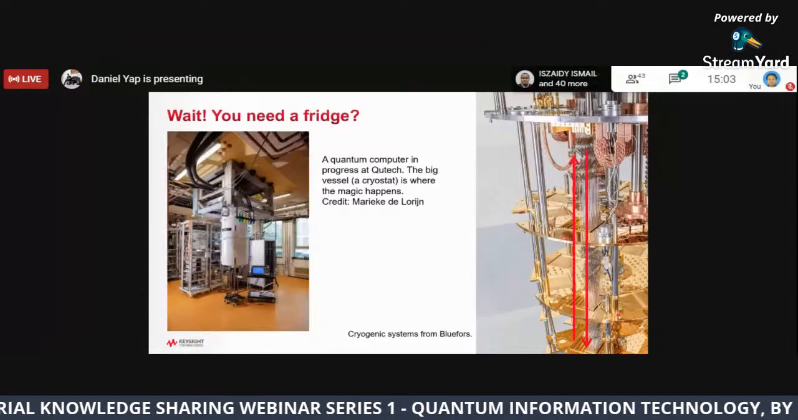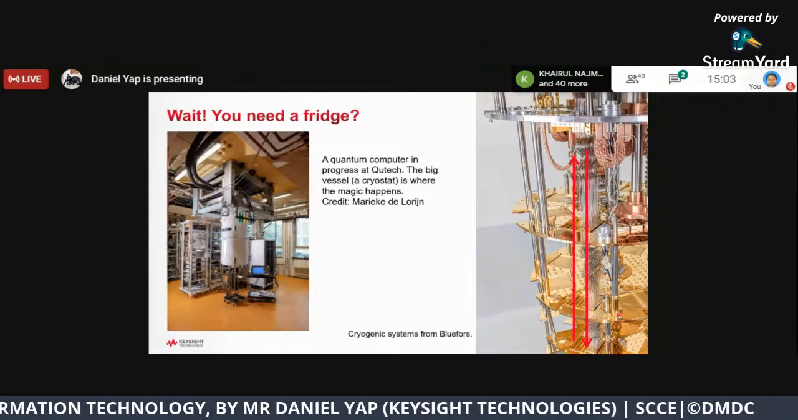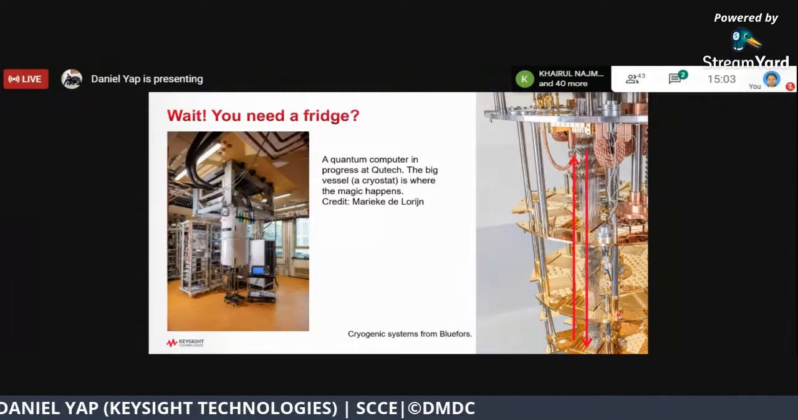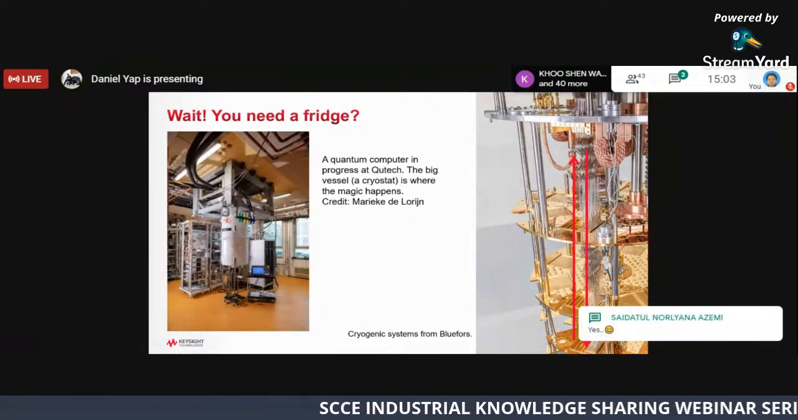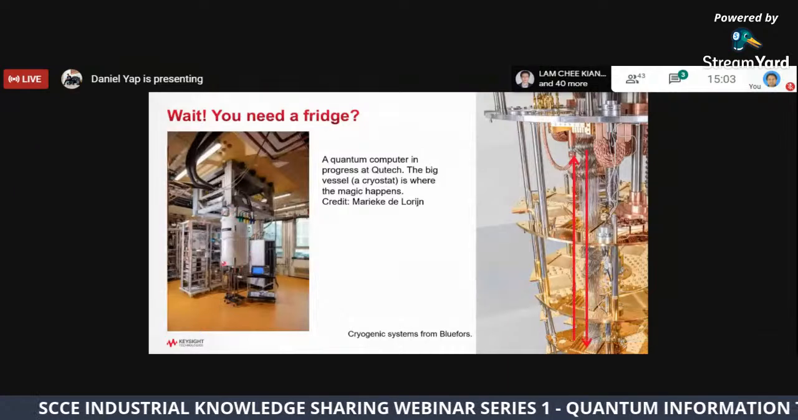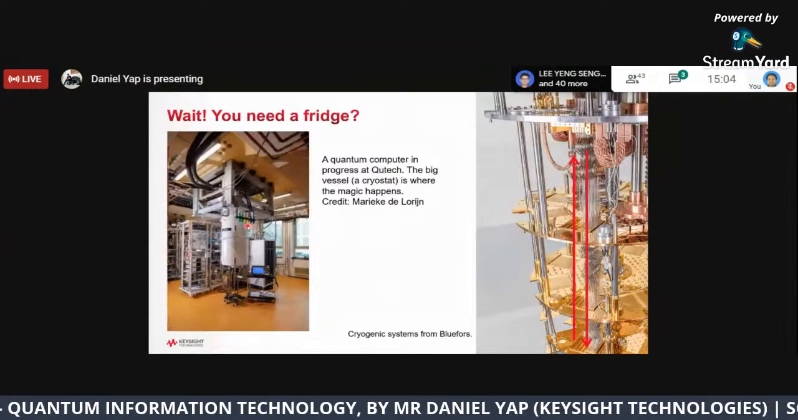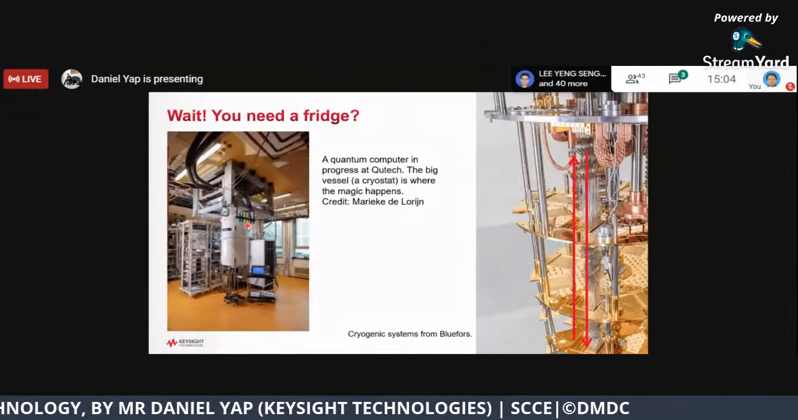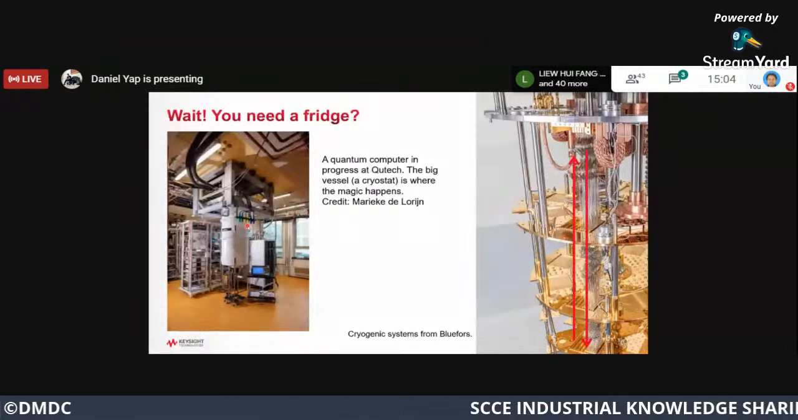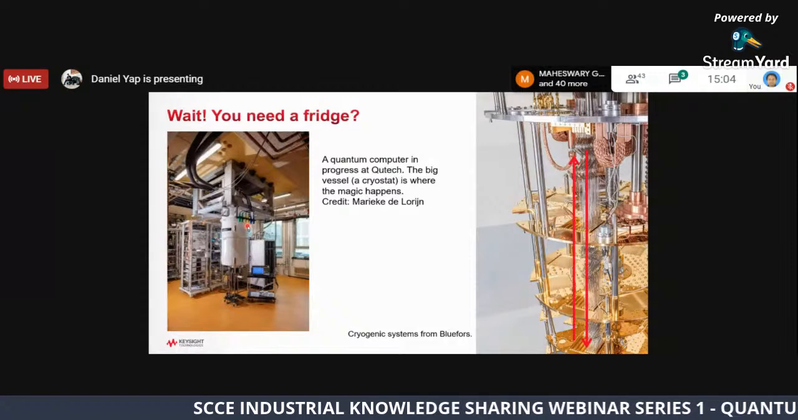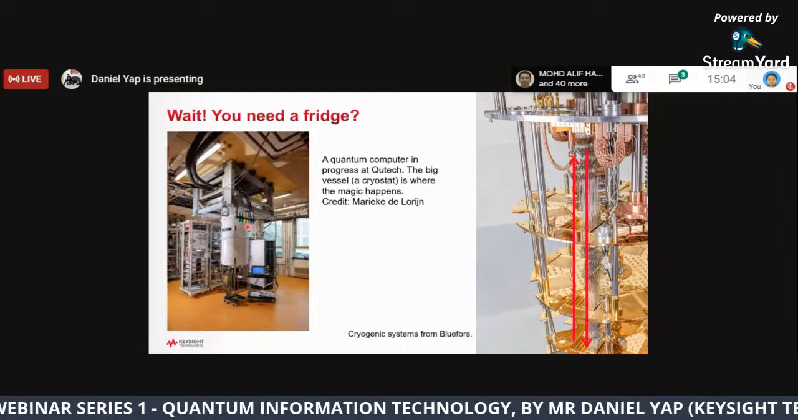So remember I said the price. You need a fridge. You need a petit sejuk. You need a fridge, or actually we call it the cryogenic system. Look at this image on the left side here. This white color cover, that is the fridge or the refrigerator. It is supposed to bring down the temperature to a very cool state, almost at 0 Kelvin. A superconducting qubit requires such a temperature.